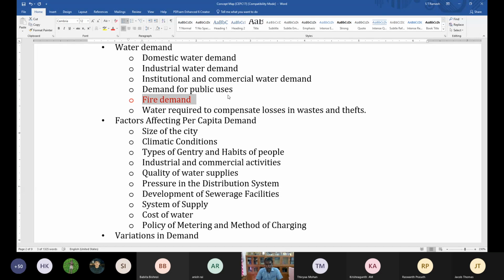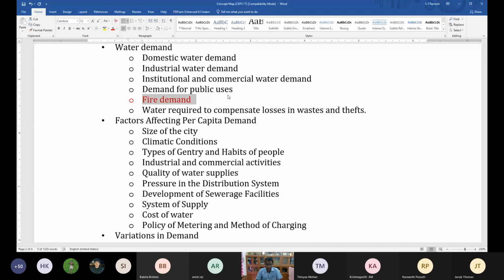Then industry, institutional and also commercial, based on the input, based on your number of population, number of students, number of prisoners, for example, number of patients in the hospital, and number of people who are visiting the mall. So based on that, they will also create water demand. Okay, public uses you would have seen, for example public parks and other things. Fire demand. Okay, if there is any emergency fire accident, you should be able to tap the water from the regular pipe networks.